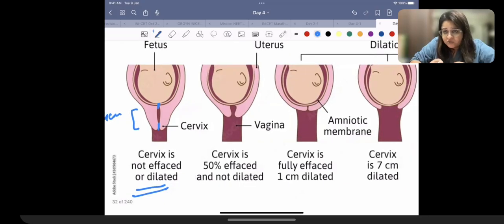But when she starts going into labor, what happens is effacement. Can you see the length has shortened? The shortening of the length of the cervix is called effacement.